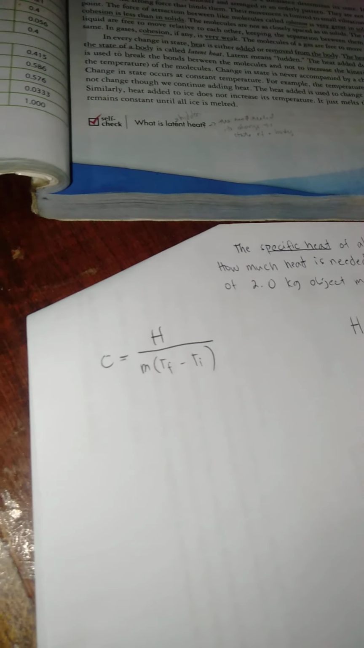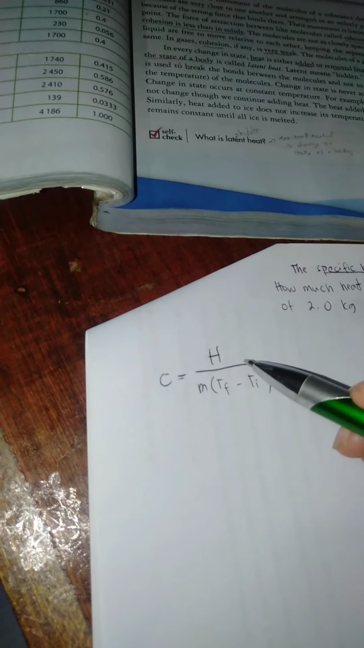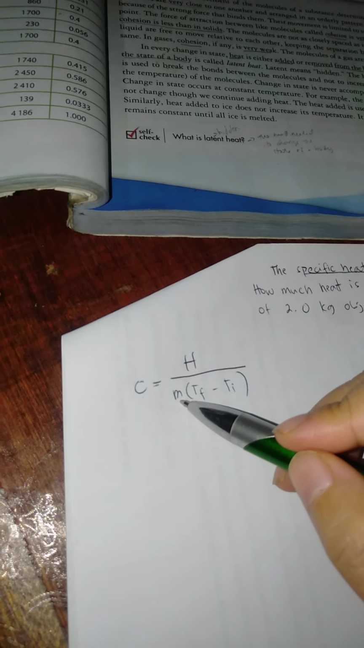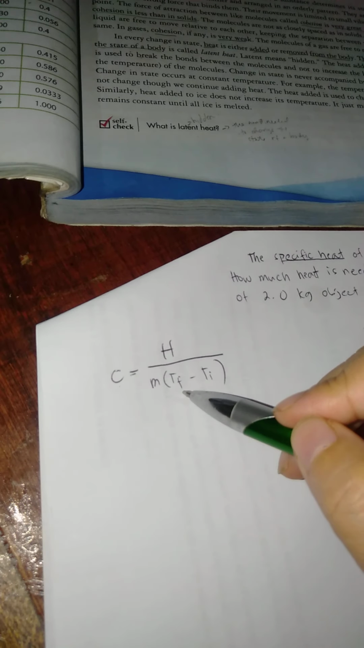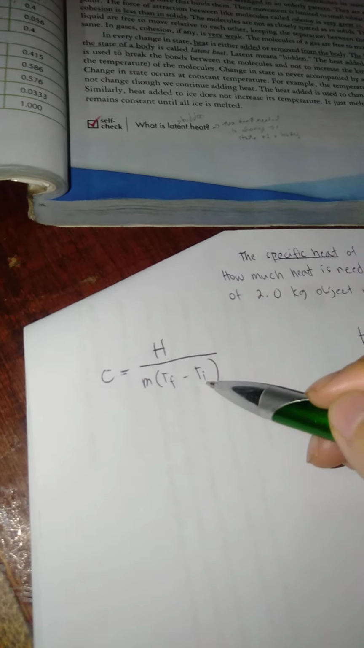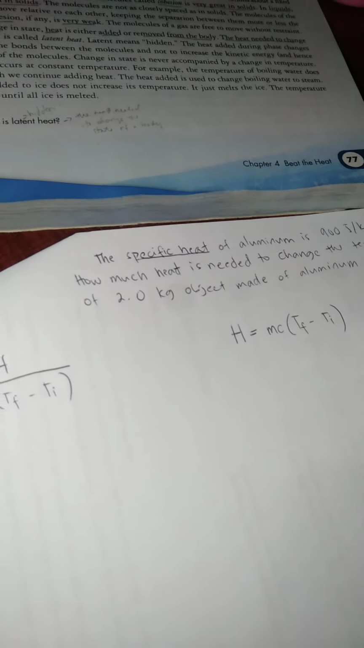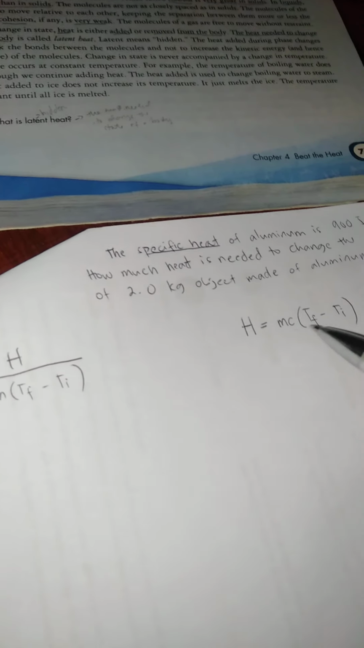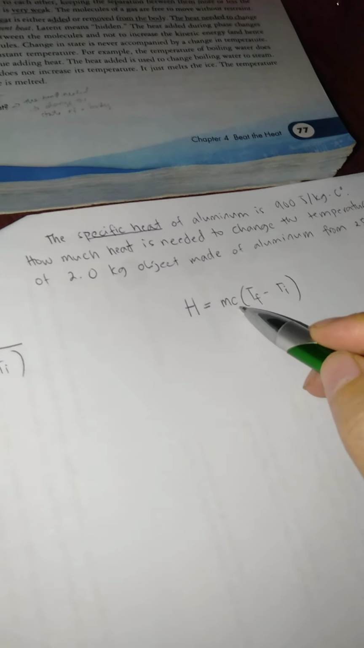specific heat. The formula for the specific heat is this. It should be small letter c equals heat divided by mass, times the final temperature minus the initial temperature. But if the question is only about the heat needed to change the temperature, you just have to look at the specific heat in your book on page 76.